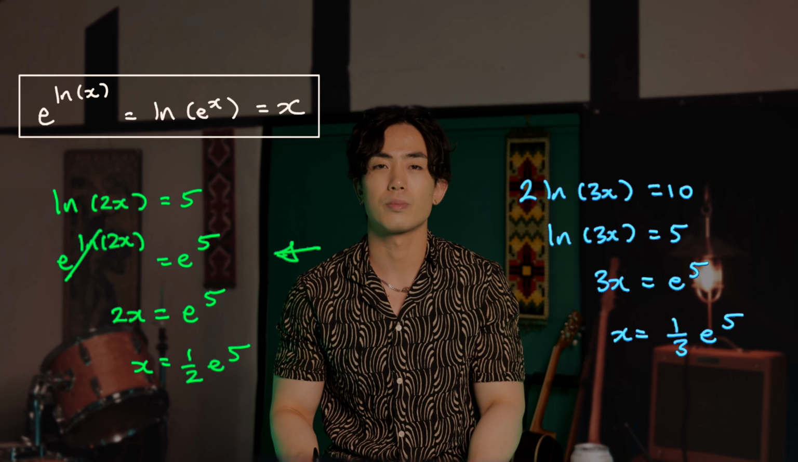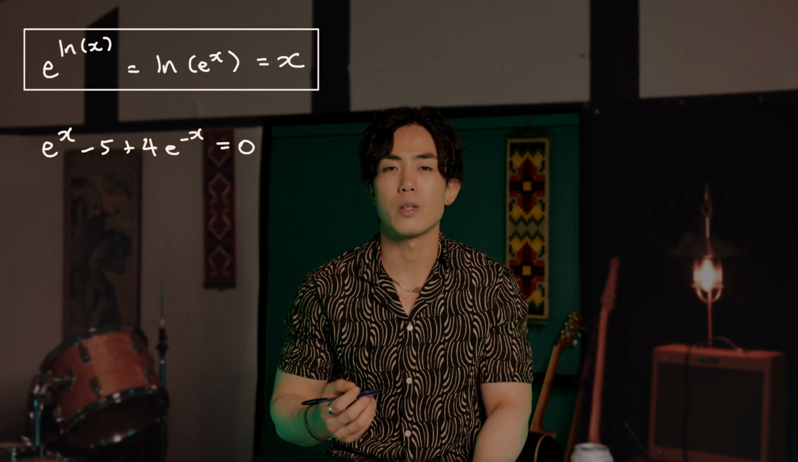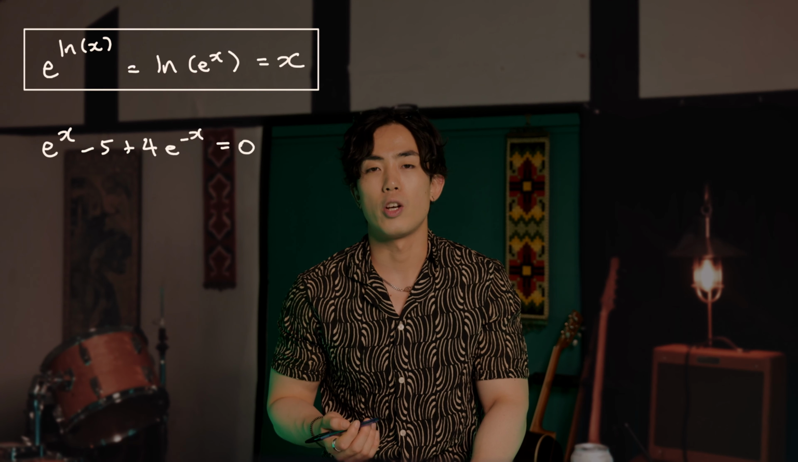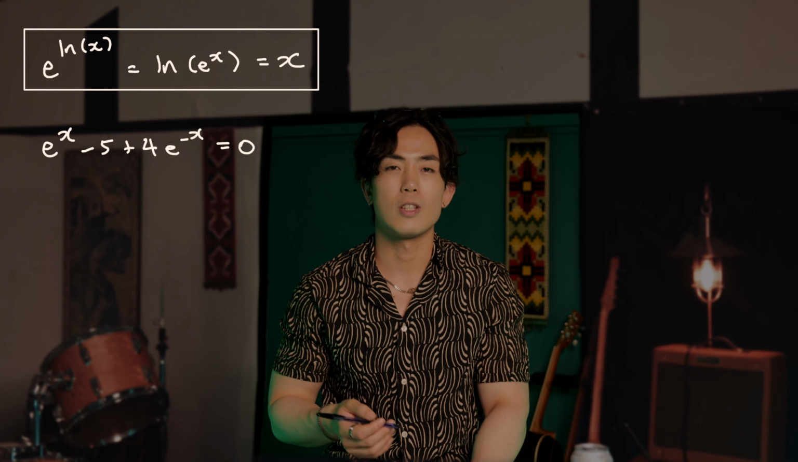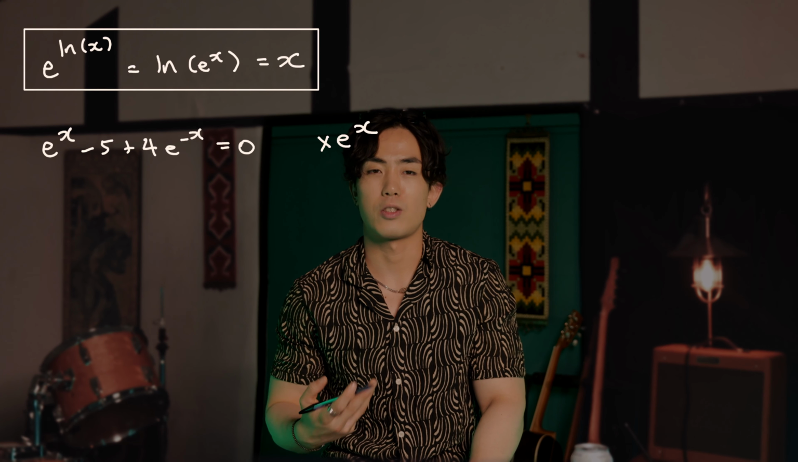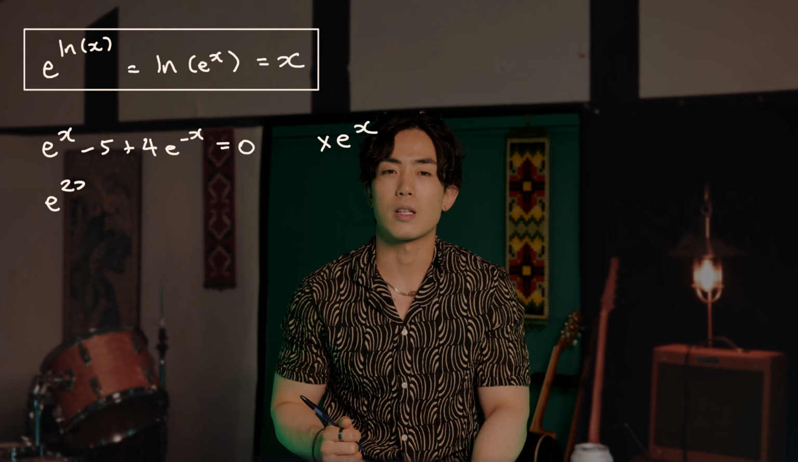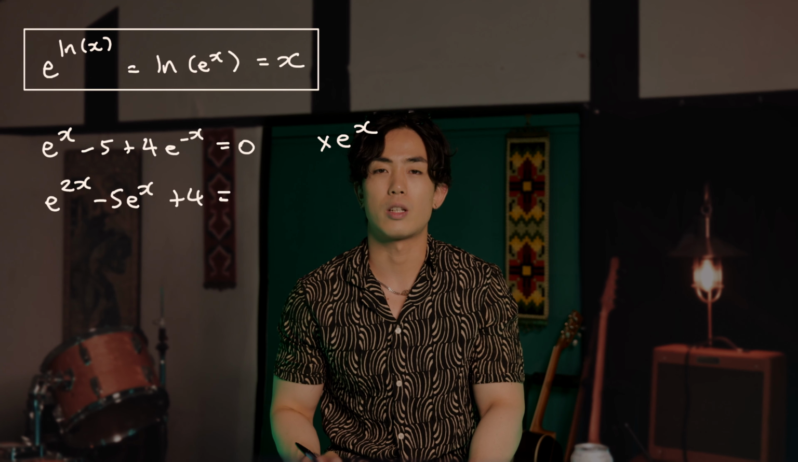The final type of question is a continuation or a variation of one of the questions we did previously, and that's this one here. So it's in terms of e now. What we should notice is we have e to the x, and we also have e to the minus x. So what I can do now is multiply every term by e to the x to get the equation e to the 2x minus 5e to the x plus 4 is 0.